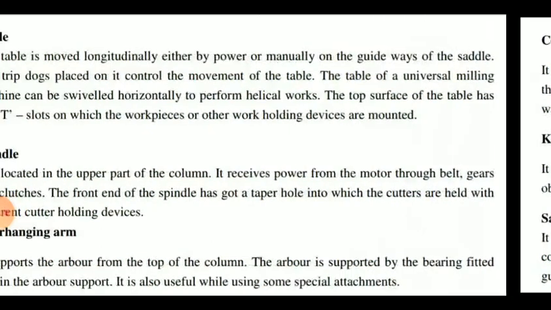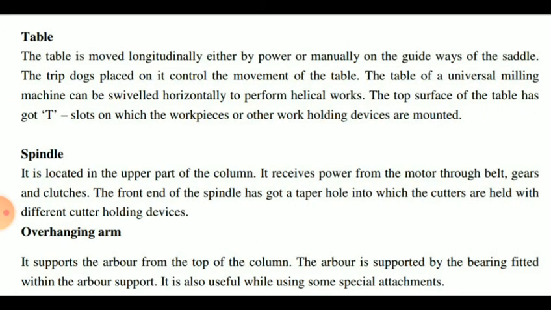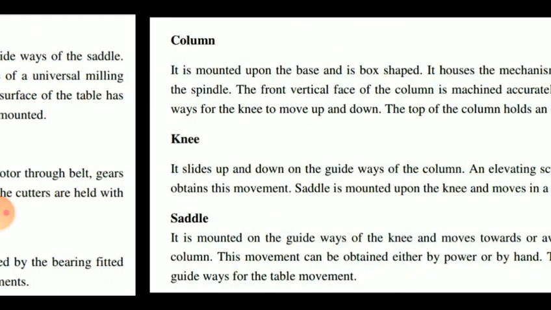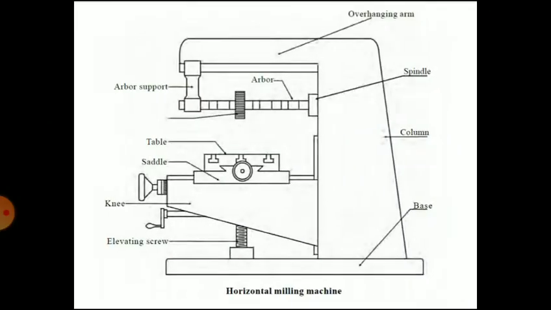Then the next part, that is the overhanging arm. It is mounted on the top of the column and extends outwards. So this is the overhanging arm. It serves as a bearing support for the other end of the arbor. You can see there is an arbor, and the other end of the arbor is supported by the arbor support which is connected to the overhanging arm. The arm is adjustable so that the bearing support may be provided nearest to the cutter.